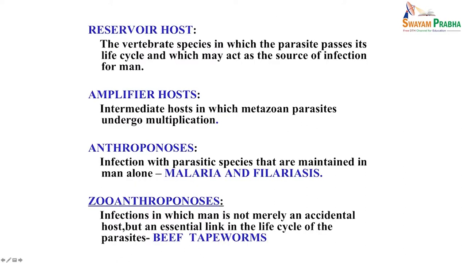Now, what is a reservoir host? It is the host in which the parasite passes its life cycle and which can also act as the source of infection for man. An amplifier host, on the other hand, you can understand, is where the parasite gets amplified or undergoes multiplication. Anthroponosis is what we understand when we say that the infection occurs only in human beings. This is in malaria and filariasis. That is, these parasites do not cause infection in animals. Zooanthroponosis, they cause infection in animals. Also, in man, they cause infection sometimes when man acts as an accidental link. This occurs in beef tapeworms.